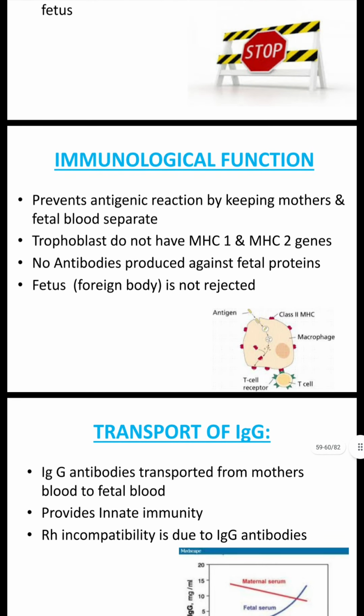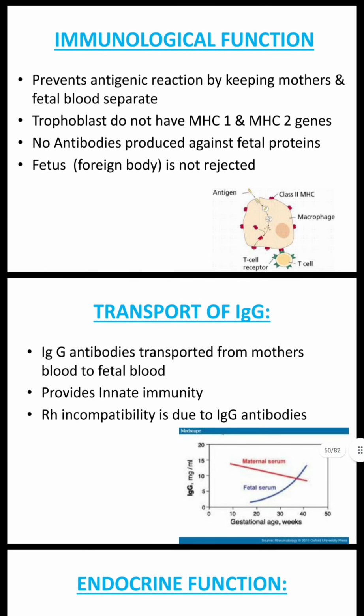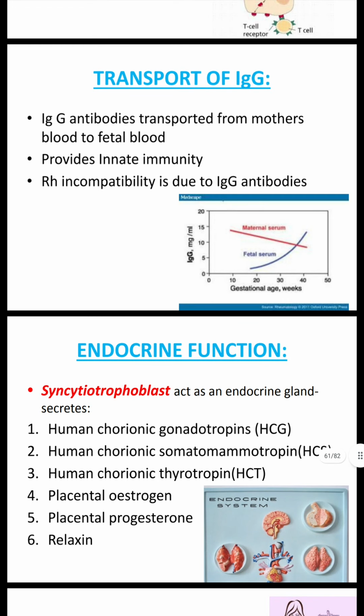Then it has immunological functions: it prevents antigenic reaction by keeping maternal and fetal blood separate. Trophoblasts do not have MHC1 and MHC2 genes, so no antibodies are produced against the fetal protein. In the case of the mother, the fetus is considered a foreign body, yet it is not rejected. Then the transport of IgG: IgG antibodies are transported from maternal blood to fetal blood. It provides immunity. Rh incompatibility is due to IgG antibodies.